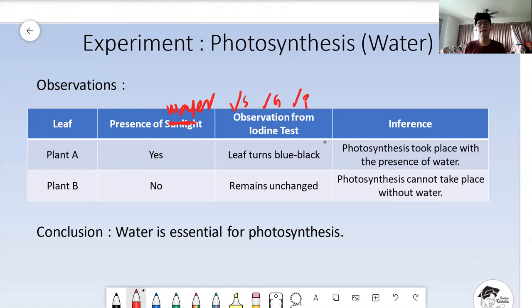Plant B, is there water? No water, because you never water the plant. So no water. Remains unchanged, tidak berubah. Why? No starch, no glucose, no photosynthesis. Photosynthesis cannot take place without water. So your conclusion is water is essential for photosynthesis.